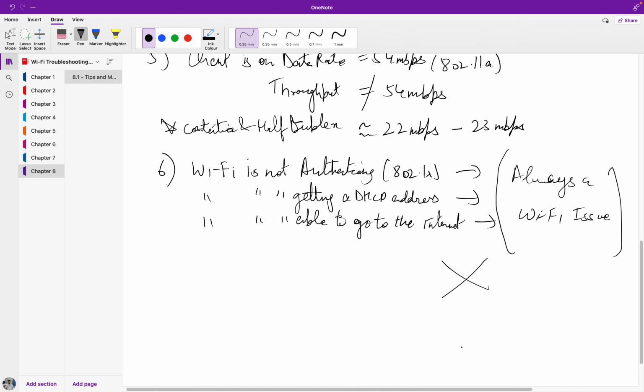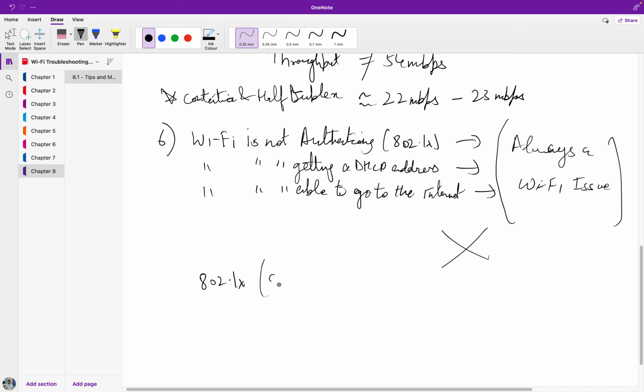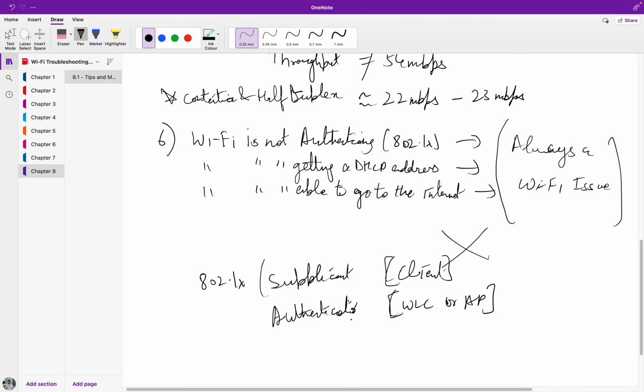So I'll tell you what to do. In .1x, there are 3 things which are involved. One is the supplicant, which is the Wi-Fi client. Then comes the authenticator, which is the WLC, or the access point where there are no WLCs available. Then comes the authentication server, which is the RADIUS server.